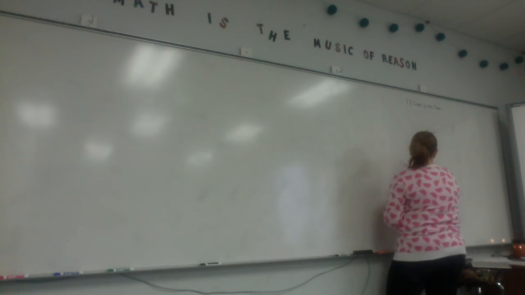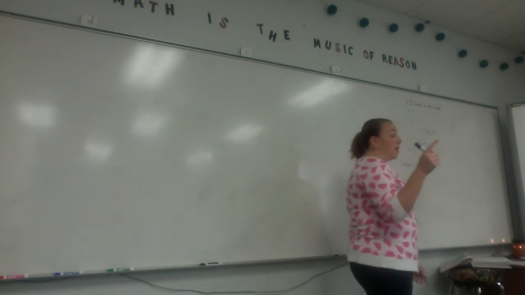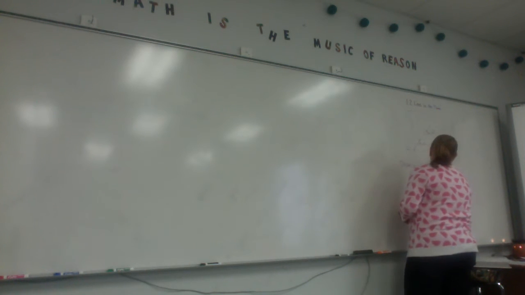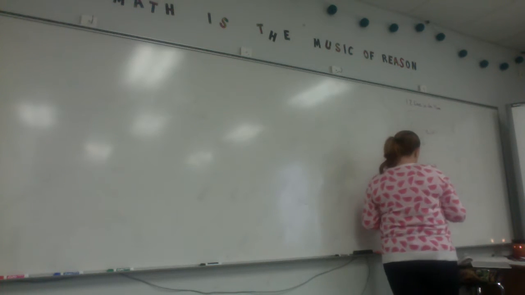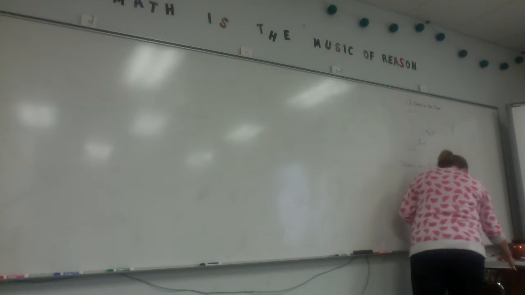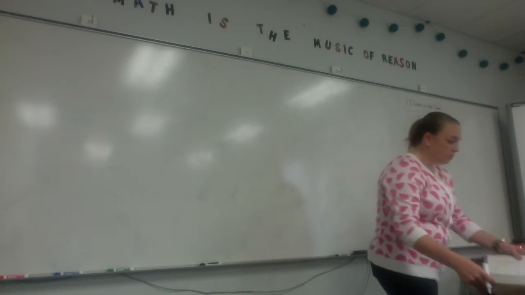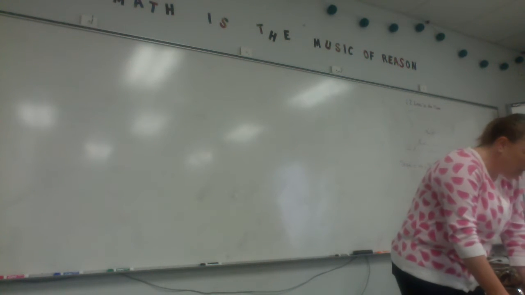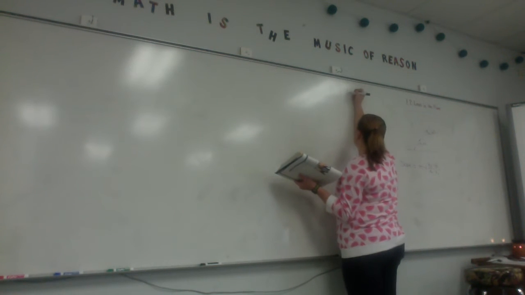The slope equals the change in y over the change in x. So you're doing y2 minus y1 over x2 minus x1, where x1 cannot equal x2, because if it did, you would have a 0 on the bottom and you would have something that is undefined.